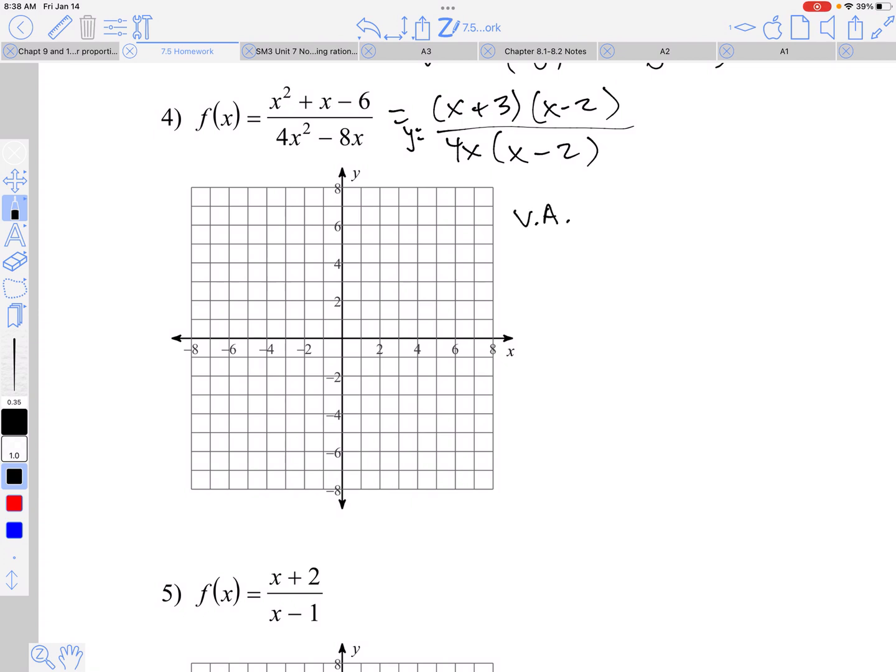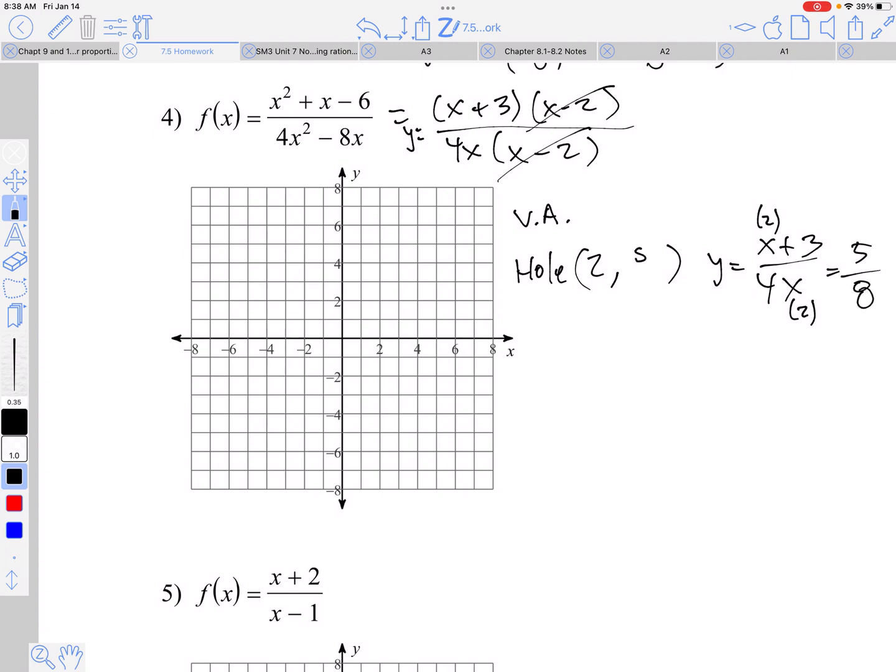All right. So first, I'm going to see if anything cancels out, which it does, which means we actually have a hole, our first hole of the assignment so far. Okay, so that hole is the excluded value there, or the 0 there, which is 2. We need to find the y value. We're going to do that by taking the simplified version and replacing x with 2. So we'll have 2 plus 3, which is 5, and 4 times 2, which is 8. So we'll be at 2 and 5 eighths. So we'll have a hole.